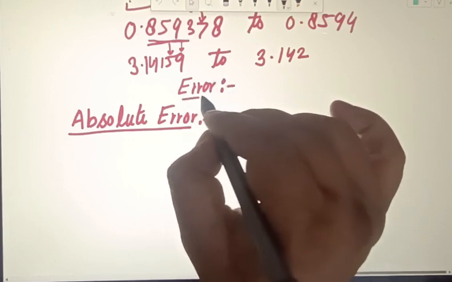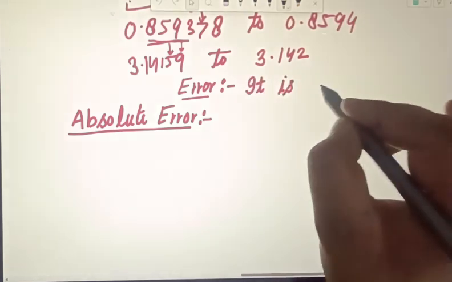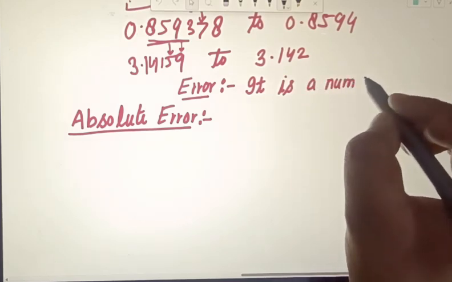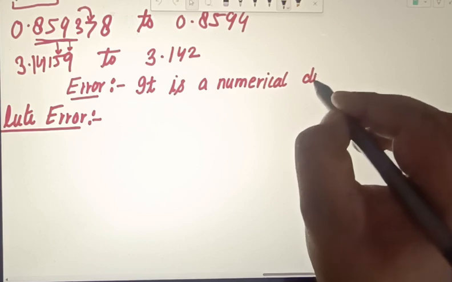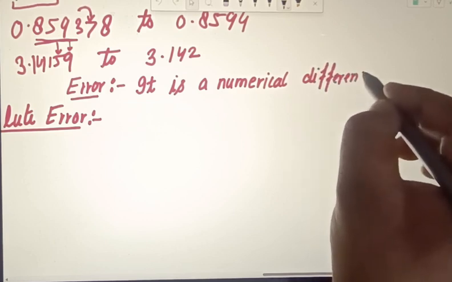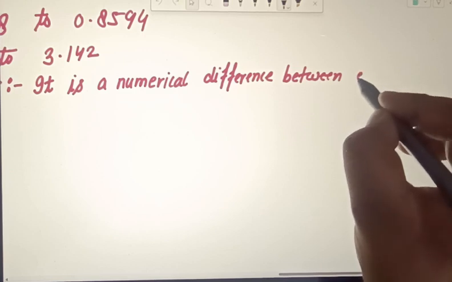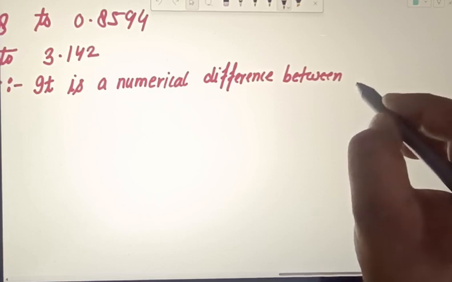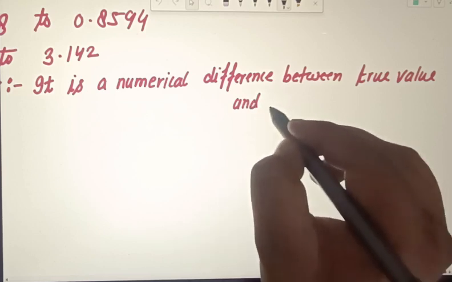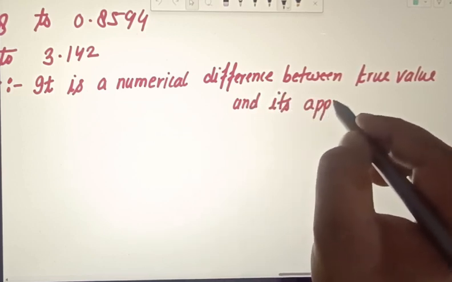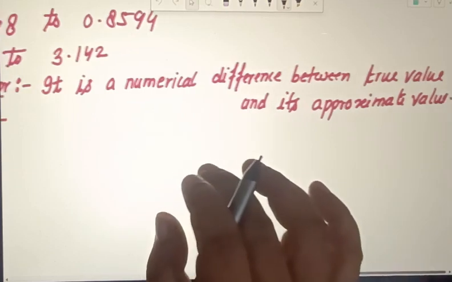How will you define the error? It has a single line definition. It is a numerical difference. Remember this point. It is a numerical difference between the exact number, between the true value and its approximate value. It is a numerical difference between true value and its approximate value.